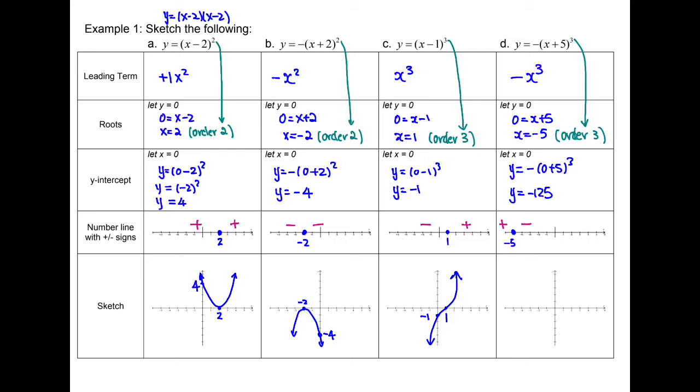Now we are ready to do the sketch. First, put the x-intercept on. And next, we know it has to go from a negative region to a positive region. And when it goes through negative 5, it should look like a cubic function because the order is 3. So now the function will look like this. And when it goes through the y-axis, the y-intercept will be negative 125.